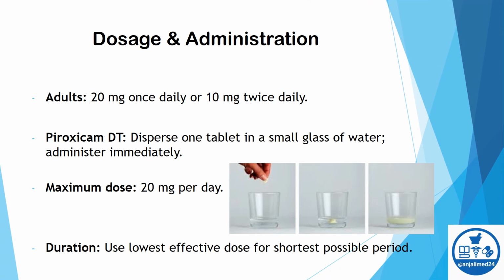Dosage and administration. Usually 20 mg once daily is sufficient for control. Always disperse DT tablets in water and consume promptly. Avoid exceeding the recommended doses and also reassess the therapy regularly.